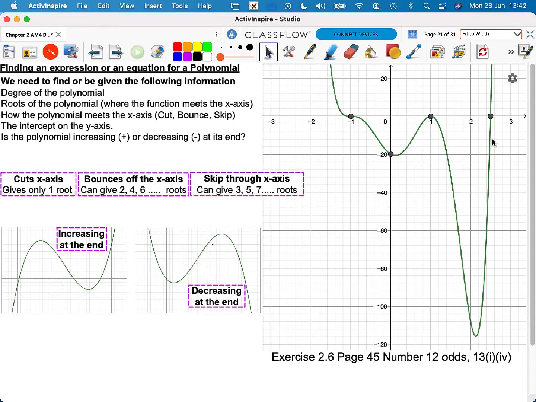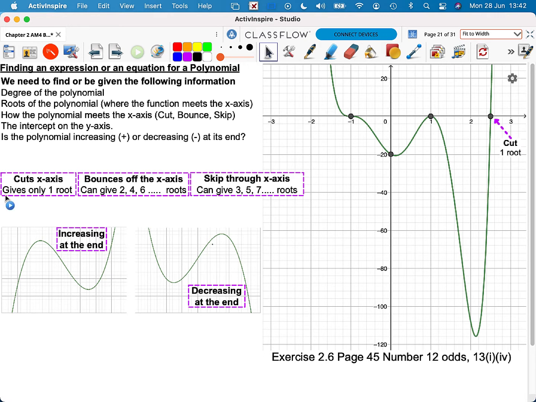Now here it interacts with the x-axis, it cuts straight through. Here the way it interacts with the x-axis, it comes up, touches it, and then bounces back down again. And we're going to refer to this as skipping through the x-axis. So you need to learn some very important facts.